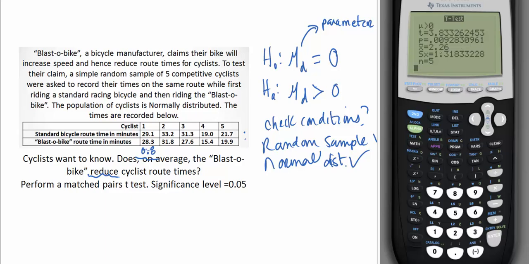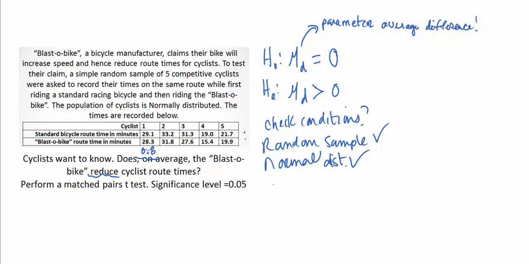Notice how our x-bar and our sample standard deviation are also listed. So we could technically do this by hand as well, using these values. All right, so once again, our t-test statistic is 3.8 and our p-value is 0.009. So t is equal to 3.8 and our p-value was equal to 0.009.